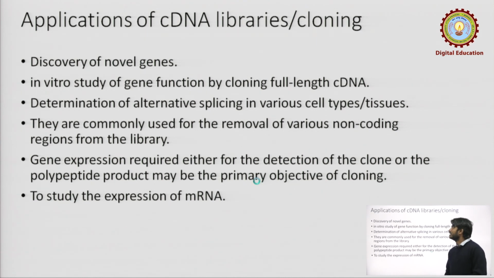In the next step we will learn about the applications of cDNA library cloning. First of all, it helps in the discovery of novel genes. Second, it helps in in vitro study of gene function by cloning full-length complementary DNA. Next is the determination of alternative splicing in various cell types or tissues. Then they are commonly used for removal of various non-coding regions from the library.